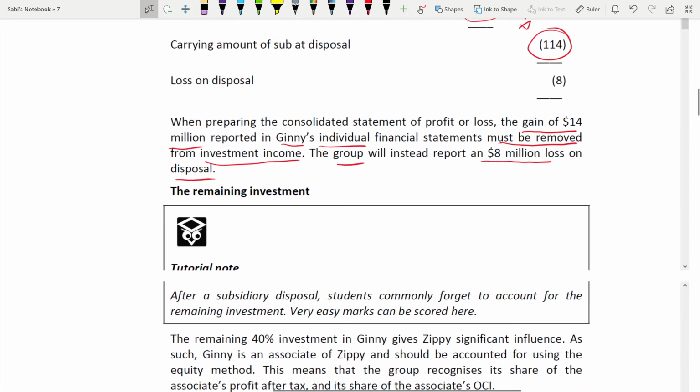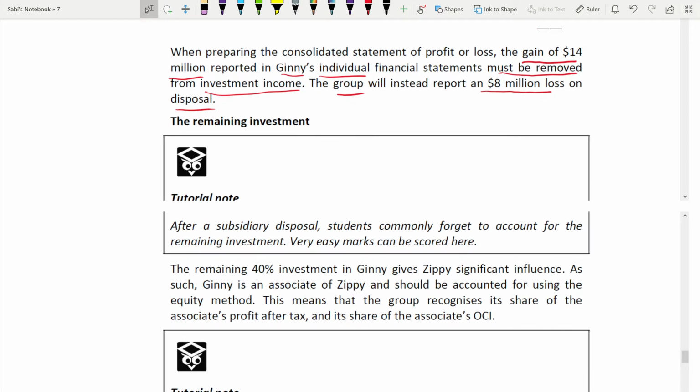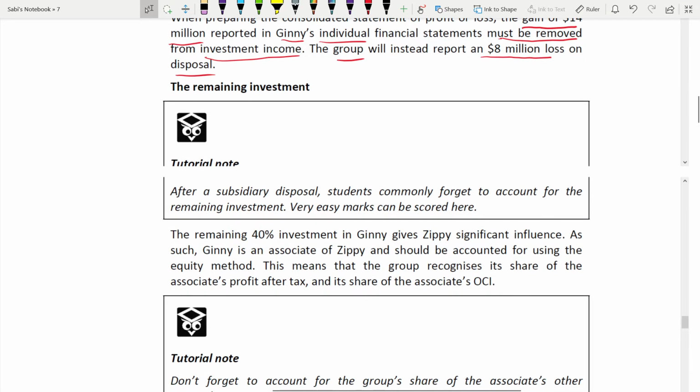Next, the remaining investments. After you have disposed, definitely you will be having remaining investment. Those also have to be valued. That is your associate only. Basically, you are valuing your associate only. So after subsidiary disposal, students commonly forget to account for the remaining investment. Very easy marks can be scored here. Don't miss out on those easy marks, please. I request you, do the question in full. You have to complete the question. After you do the disposal, it is not over. There are parts remaining.